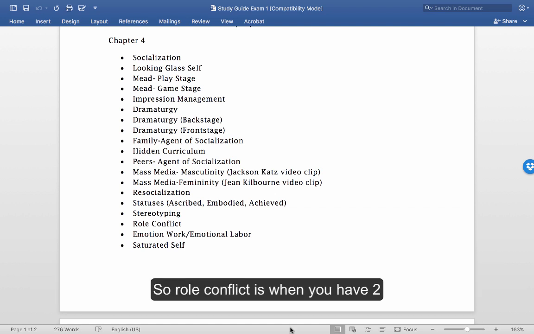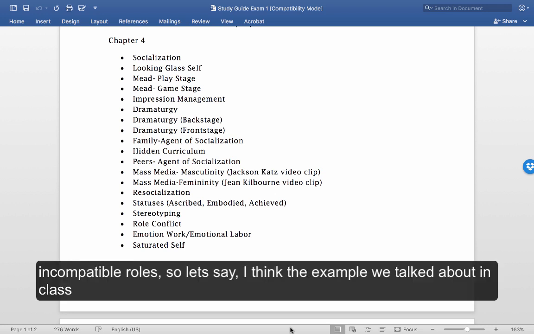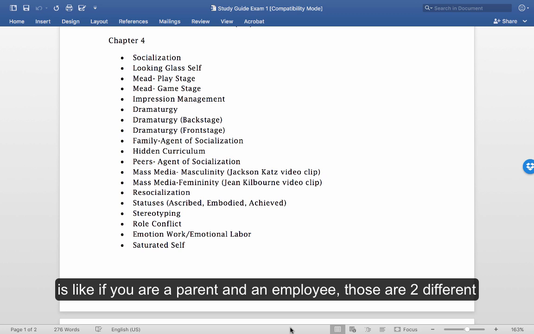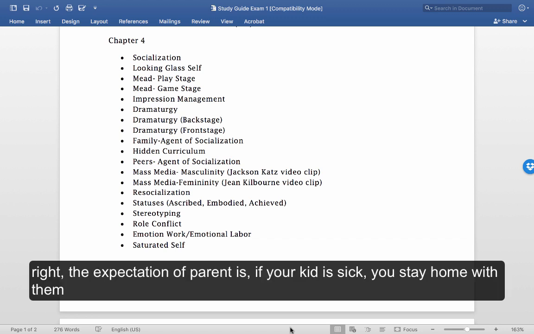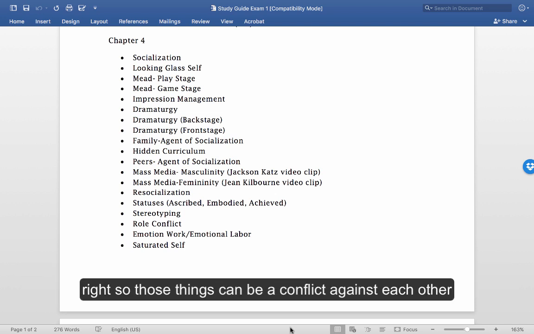So role conflict is when you have two incompatible roles, right? So let's say, I think the example we talked about in class is if you're a parent and an employee, those are two different roles with two different expectations. Like the expectation of employees, you show up to work, right? The expectation of parent is if your kid's sick, you stay home with them, right? So those things can be a conflict against each other.